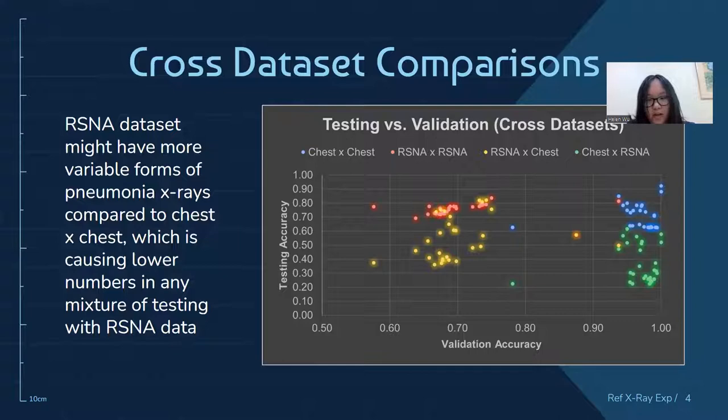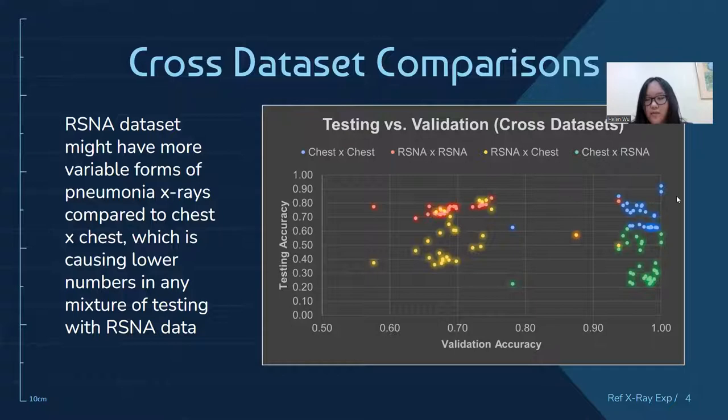So out of the cross data set comparisons compared to the individual data sets, I found that depending on what you put as your training or testing data, the data set would actually impact the accuracy results. So as you can see in the chart, in the upper right, those would be the most desired models or the most desired results. And the chest data proved to be the most accurate overall.